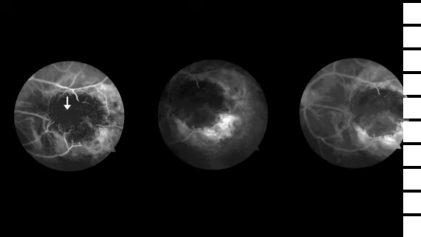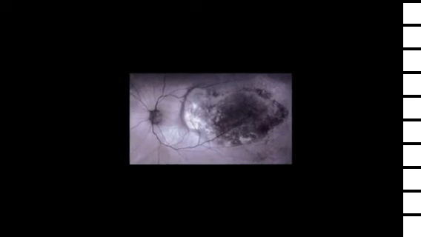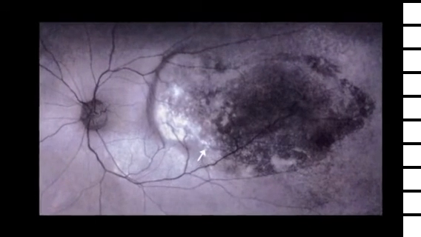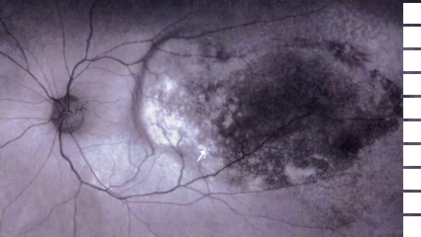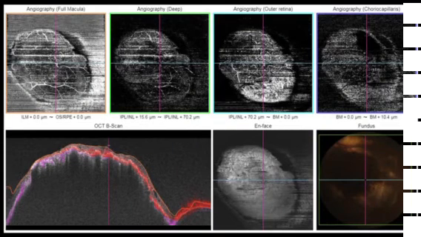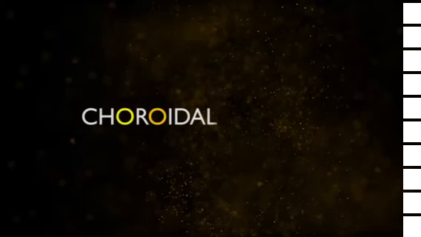Fundus fluorescein angiogram demonstrates a blocked fluorescence with extensive leak or pinpoint leak at the level of the retinal pigment epithelium, while autofluorescence shows clumps of hyperautofluorescence. CT angiogram demonstrates a serous retinal detachment with an increased blood flow through the lesion.